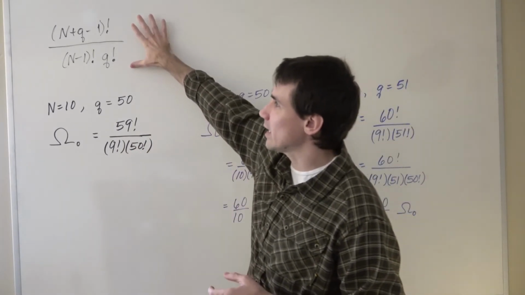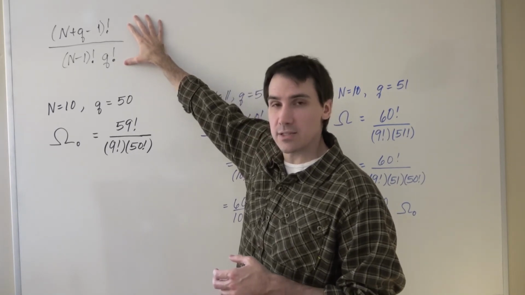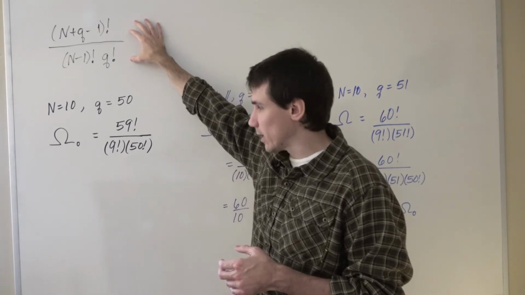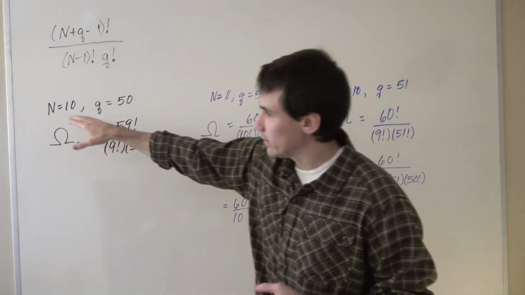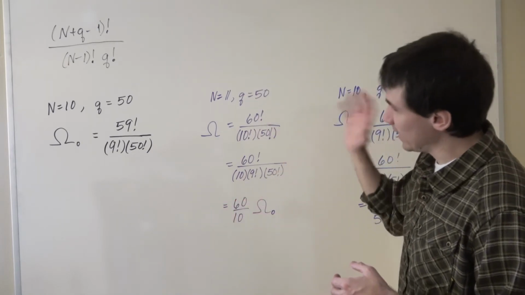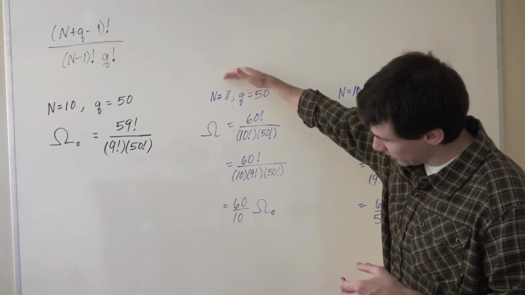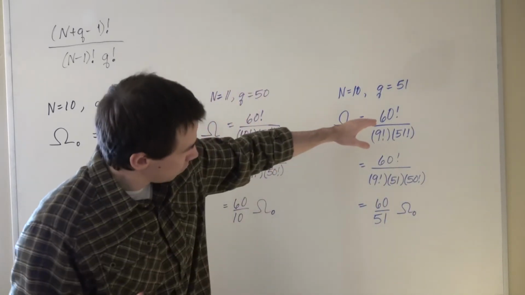Okay, so here we have the equation for the number of microstates for a single Einstein solid. And when we plug in these numbers, we get this value. We'll call this omega naught. And then what we're going to do is see what happens when we add 1 oscillator or 1 unit of energy.